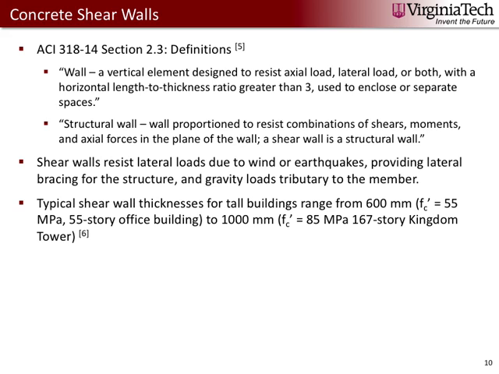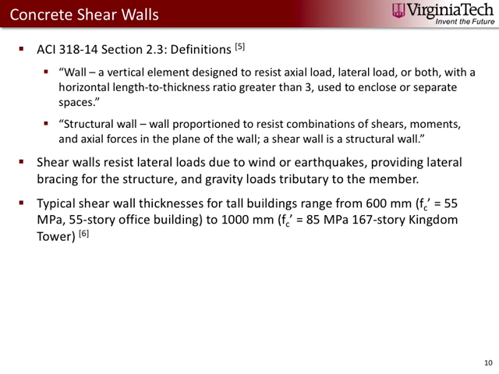So I've been mentioning these shear walls, but how do you actually define a shear wall? ACI 318.14 defines a wall as a vertical element designed to resist axial or lateral loads, or both, with a horizontal length to thickness ratio of greater than 3, less than that it would be a column. And it also defines a structural wall as a wall proportioned to resist combinations of shears, moments, and axial forces in the plane of the wall, and says that a shear wall is a structural wall, kind of interchangeable in their definition.